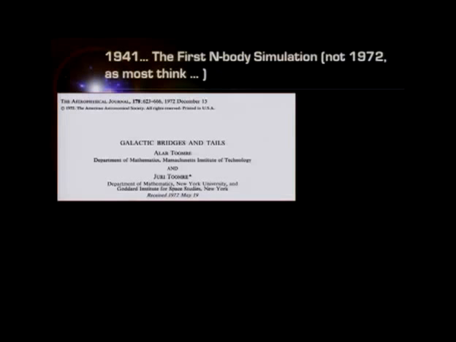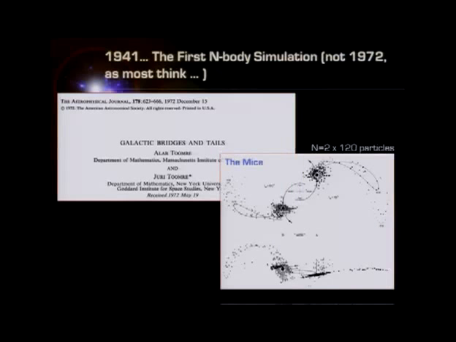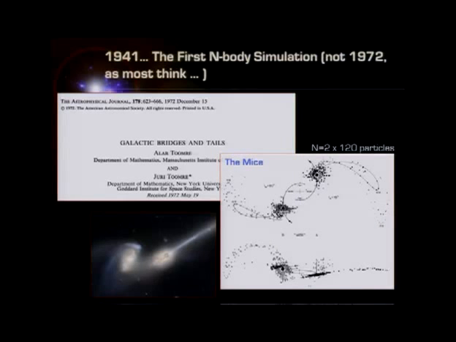So coming back to this, many of us in the field consider this the first computational galaxy formation paper, the first n-body simulation paper. This is from 1972, so only about 40 years ago. It's one of the most cited papers in all of science, not just astronomy. It has thousands and thousands of citations.